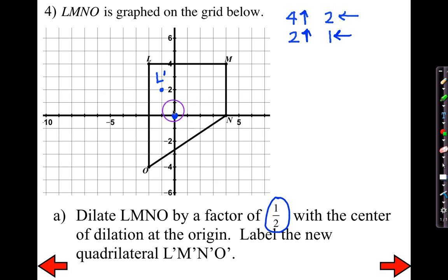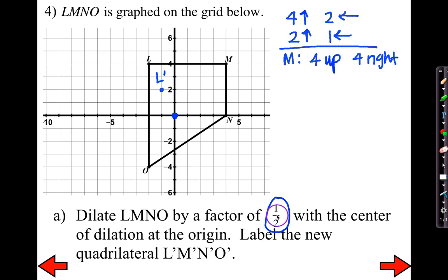I'm going to repeat this process. For example, for M, I have to go up 1, 2, 3, 4. So for M, I have to go 4 up, and then I have to go 1, 2, 3, 4 to the right.